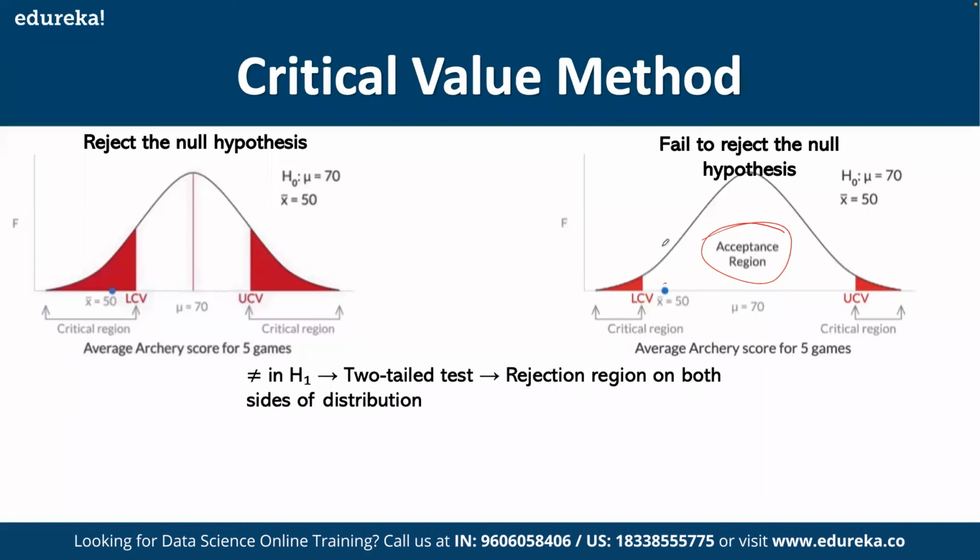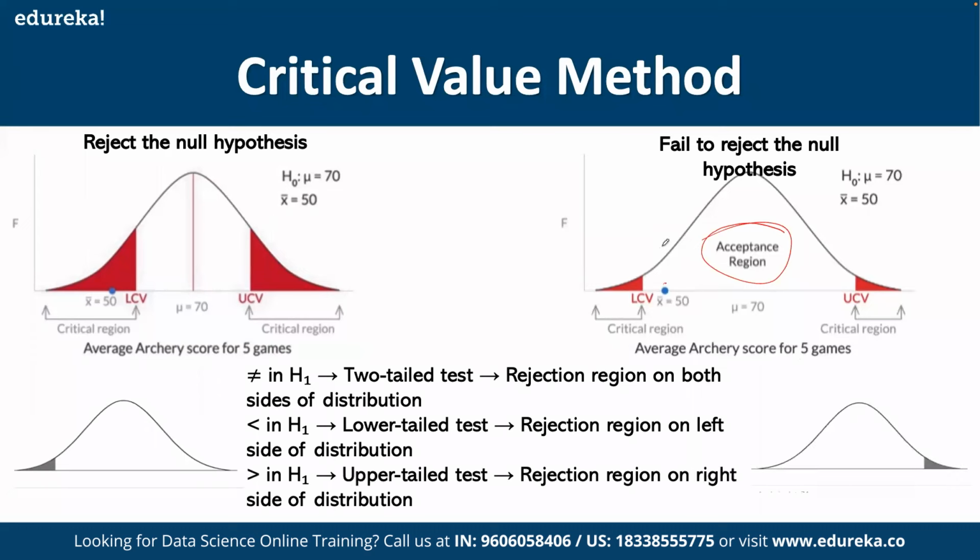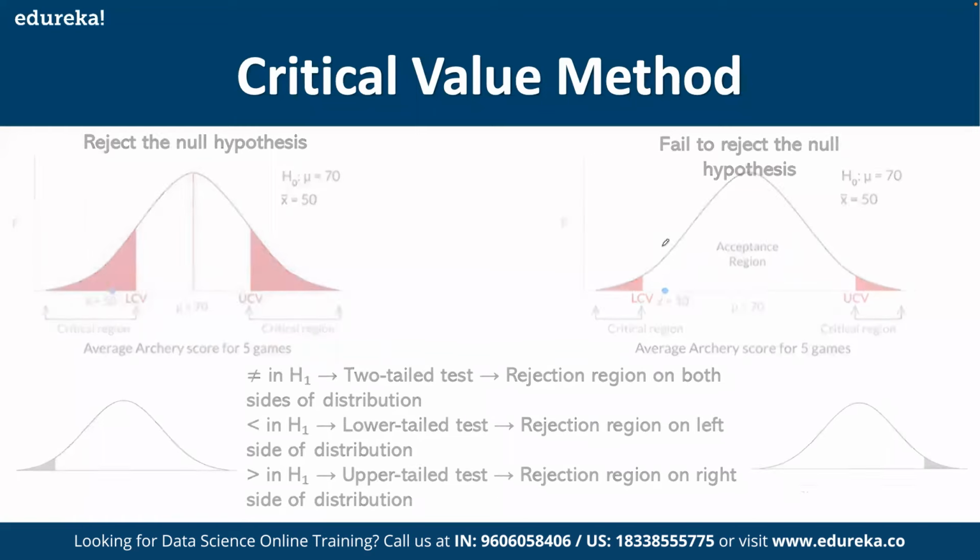If I've got any value which appears in that red region, that's a region where we would say that we reject the null hypothesis and we follow the alternate hypothesis. That's the overall idea in this scenario. Now, in case you are working on a two-tailed test, the rejection region is on both sides of the distribution. If I'm performing the lower tail test, the rejection region is on the left side of the distribution. And if I'm performing the upper tail test, the rejection region is on the right side of the distribution.